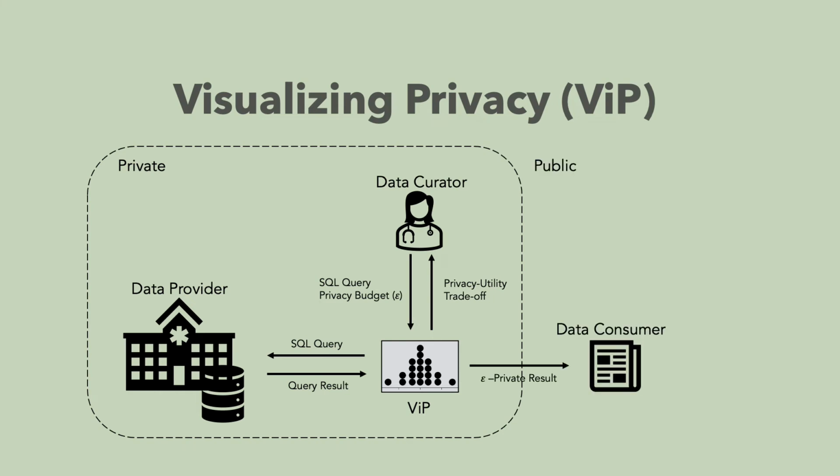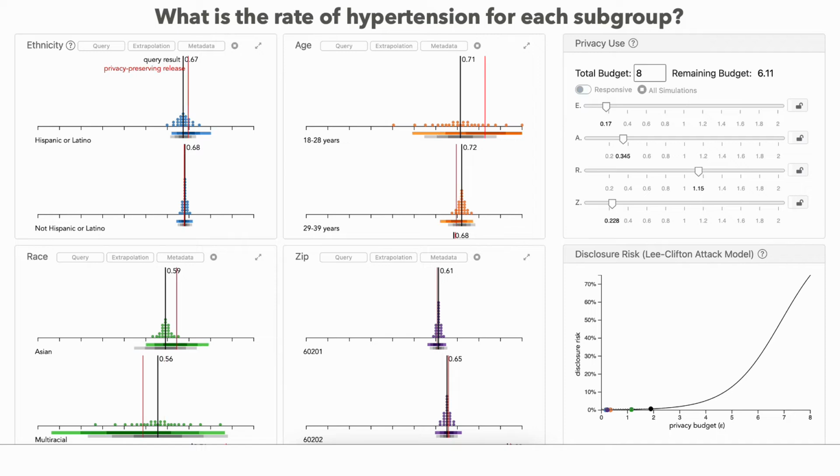Once the data curator decides on a privacy budget for each query, VIP calculates privacy-preserving results that can be made available to the public, shown here in the diagram as the data consumer. Now we'll walk through a demo of VIP and how the data curator might use it to set privacy budgets. Here we see queries about rates of hypertension across subgroups by ethnicity, age, race, and zip code. Note that each panel on the left is labeled with the query name.